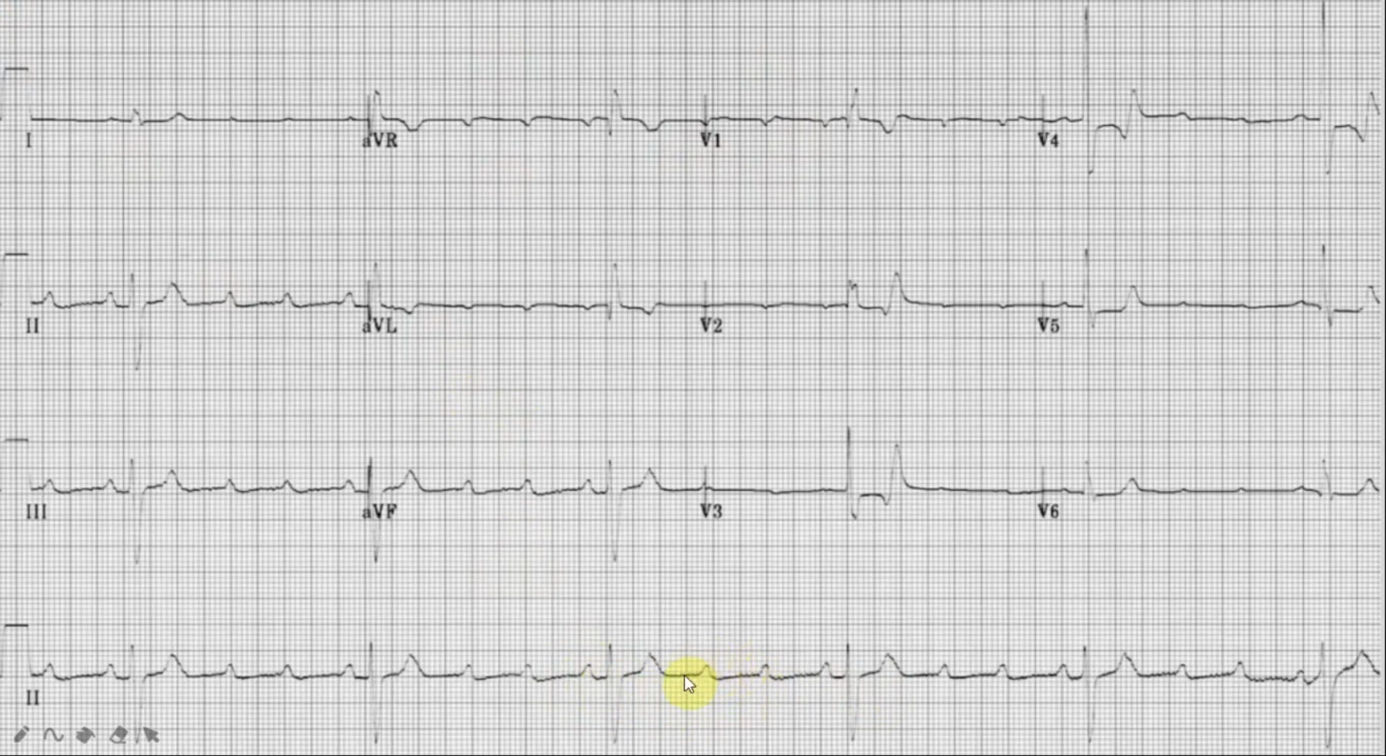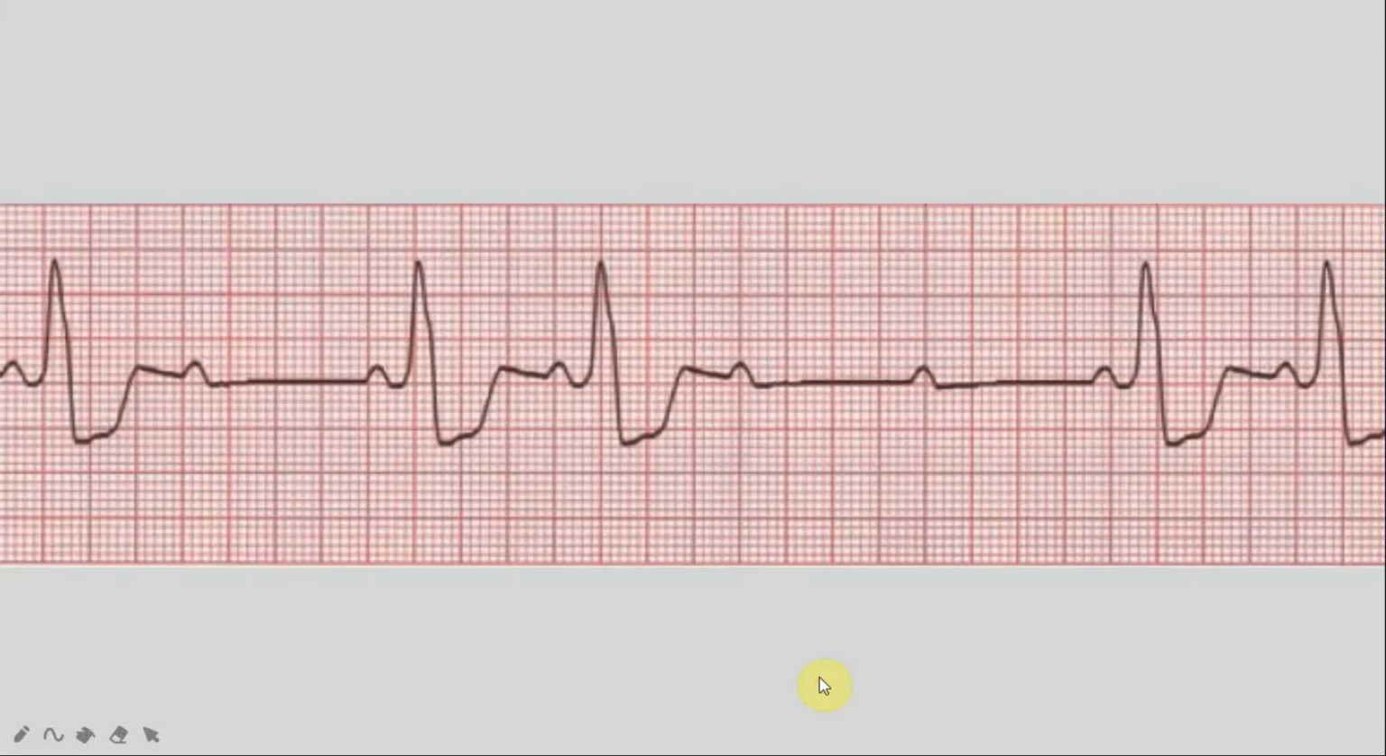So there is a P wave followed by no QRS complex, P wave followed by no QRS complex, P wave followed by no QRS complex, and it goes on and on. Now this one is very important. This is just a rhythm strip. This is not a 12-lead ECG.